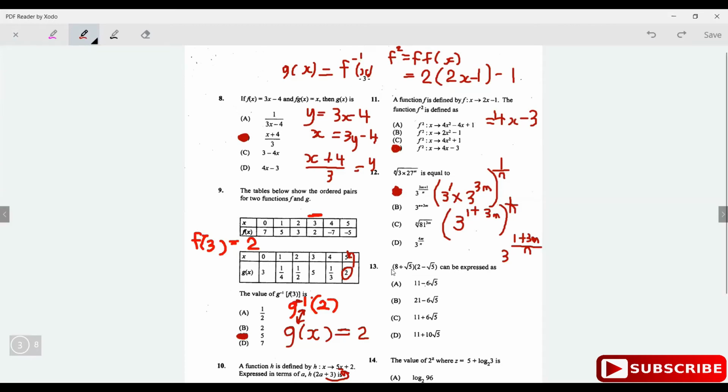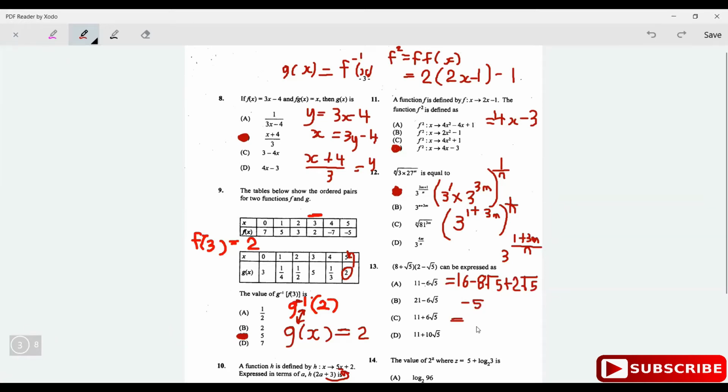Question 13. It says 8 plus root 5 times 2 minus root 5 can be expressed as. So you're just going to expand the brackets. 8 times 2 is 16. 8 times minus root 5 becomes minus 8 root 5. Then you have 2 times root 5, which becomes plus 2 root 5. And then root 5 times minus root 5 becomes minus 5.